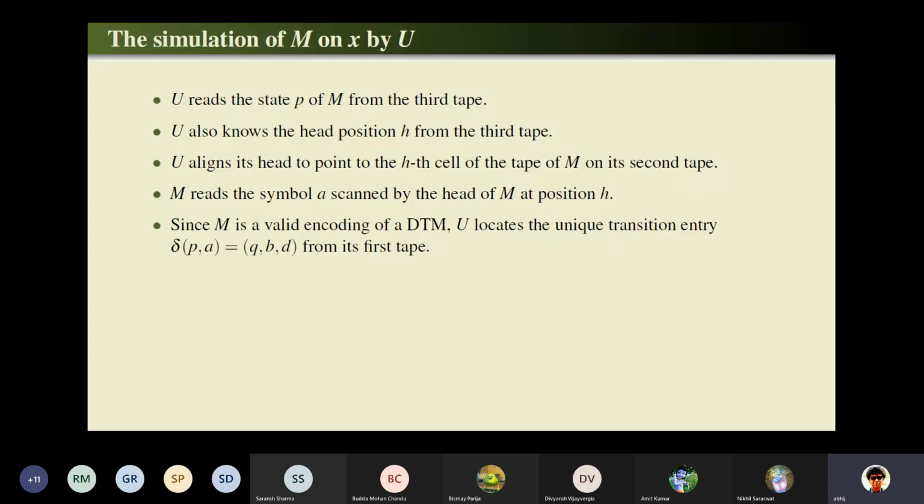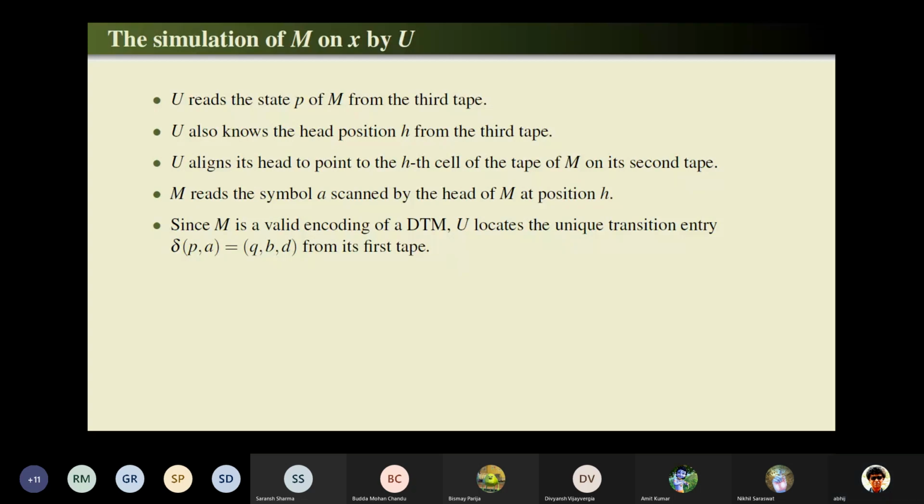And then what M does, it now scans the description of M on the first step. So it knows the current state P of M. It knows the symbol that is scanned by the head of M, which is A. Then, assuming that this is a valid encoding, there will be a unique transition of the form delta(P, A) written on the first step.